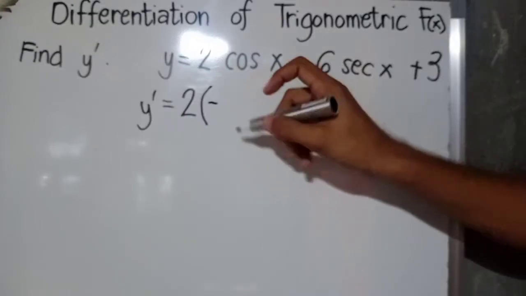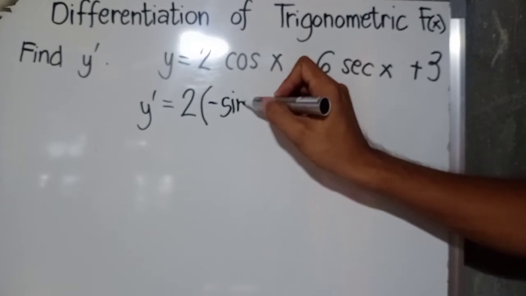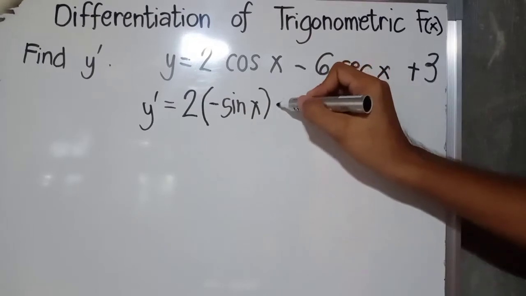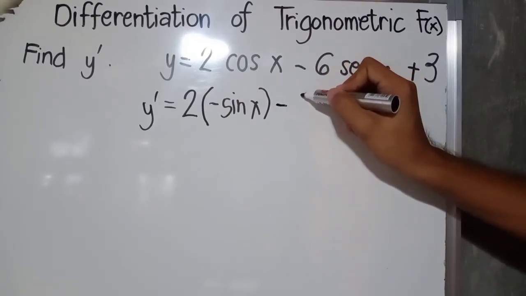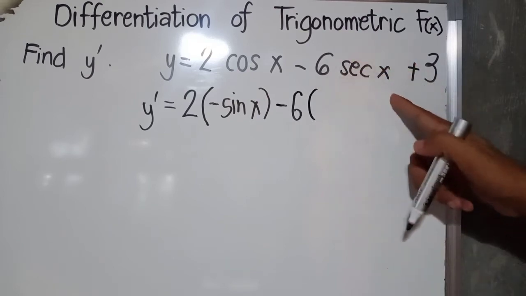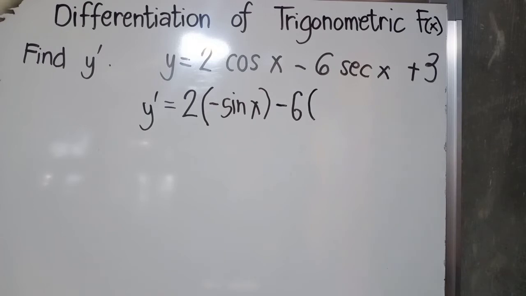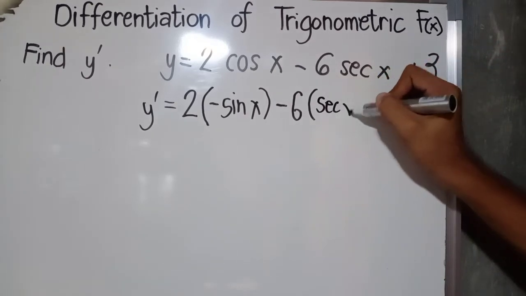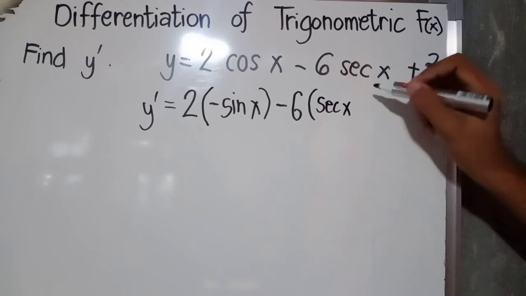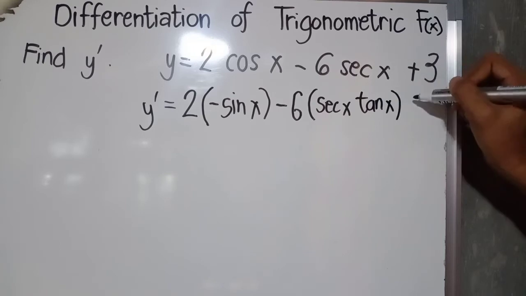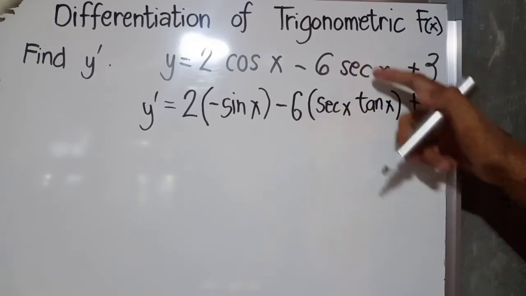And then ano yung partner ng cosine? That's sine x. So this is the derivative for the first term. For the second term, ganun din, kunin nyo muna yung constant which is 6. And then, i-multiply natin siya sa derivative ng secant x. So, if you can still remember, kapag meron siyang secant na word, ang kanyang derivative is itself. So, that is secant x. And its partner, multiply by its partner, which is tangent x. And then, so this is the derivative for the second term.